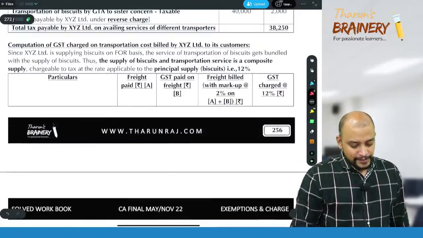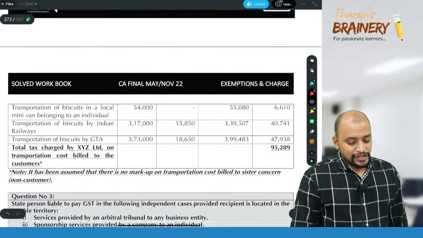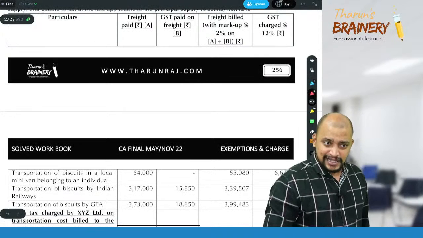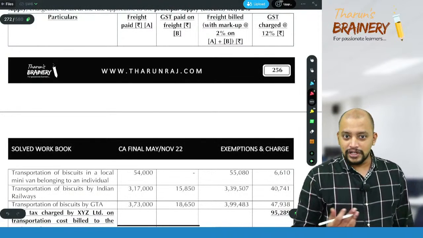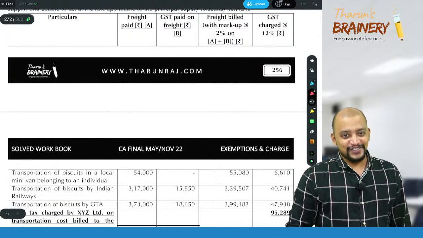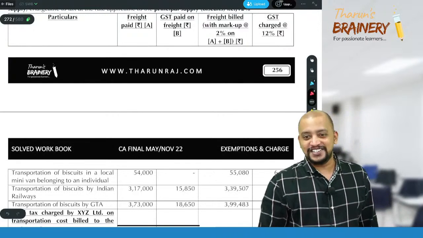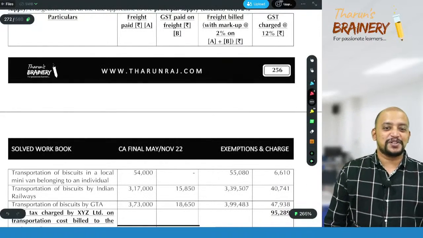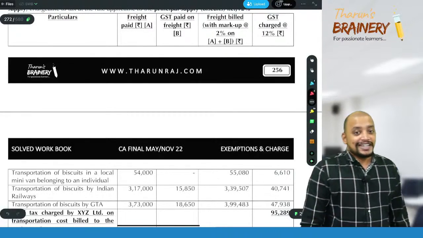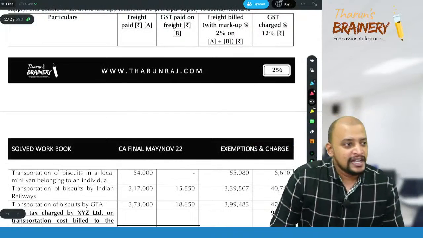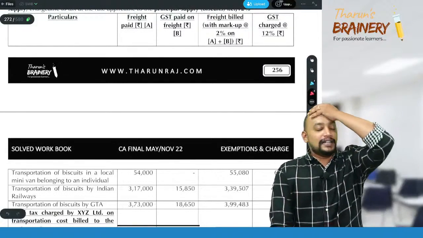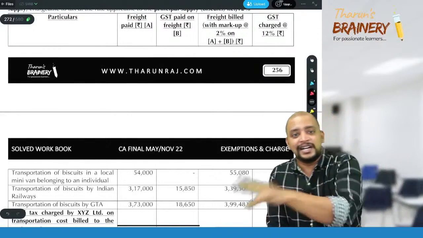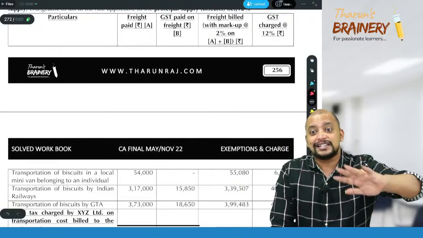So, see here, freight 54,000. On the 2%, 55,000. Exactly 55,080. Ensure that in exam it is not going in that flow. So 54,000 plus 2%, 55,080. On that GST will be payable. Why? Sir, that service is exempted now, sir. Yes, that service is exempted. But the day when it is recovered, it is not that service, it is sale of biscuits.